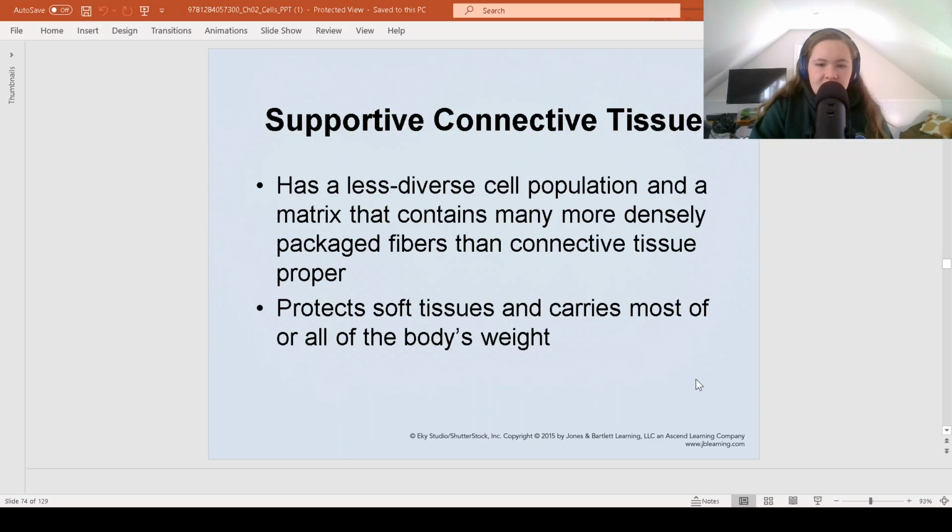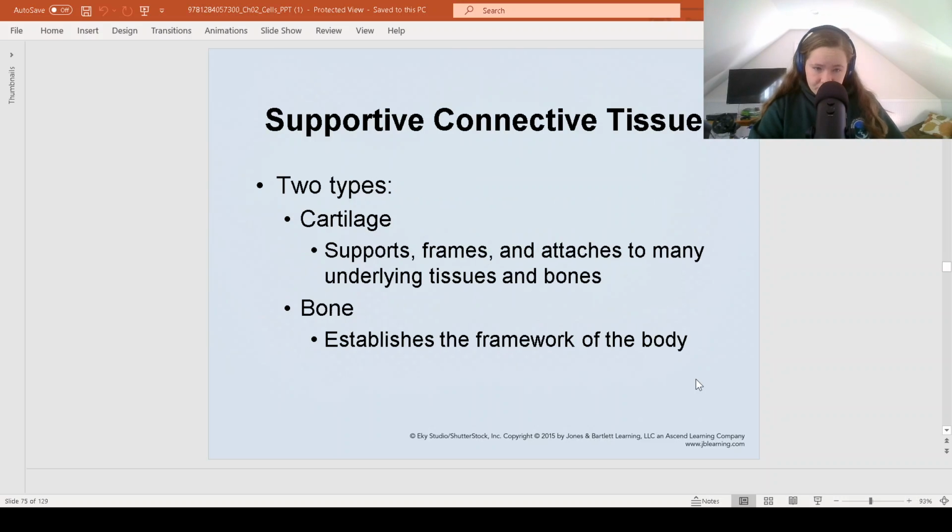Supportive connective tissue has a less diverse cell population and a matrix that contains many more densely packaged fibers than connective tissue proper. It protects soft tissues and carries most or all of the body's weight. 2 types, cartilage and bone. Cartilage supports the frame and attaches to many underlying tissues of bone. Bone is just basically the framework. If you were just a bunch of cartilage, you wouldn't be existing right now. You'd just be a heap on the floor.